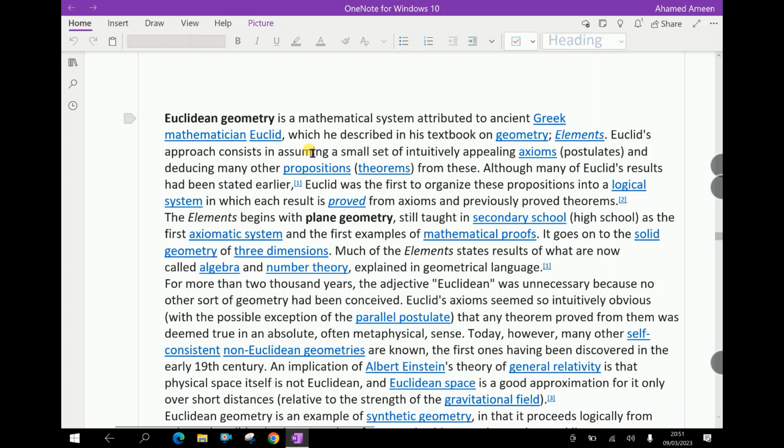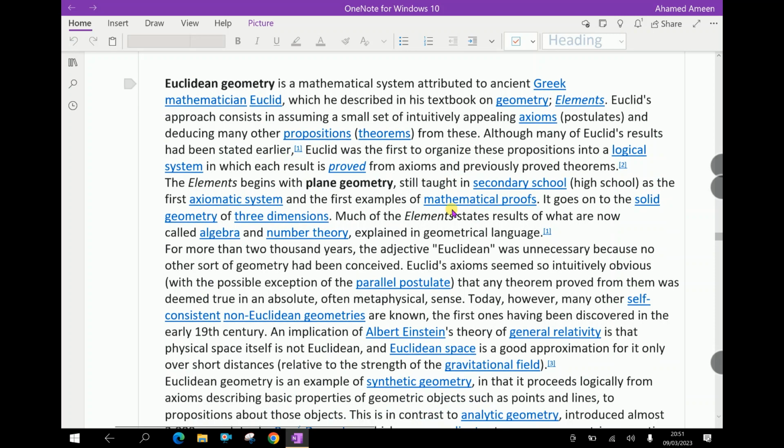Euclidean geometry is a mathematical system attributed to the ancient Greek mathematician Euclid, which he described in his textbook on geometry, the Elements. Euclid's approach consists in assuming a small set of intuitively appealing axioms, that is postulates, and deducing many other propositions, theorems, from these.